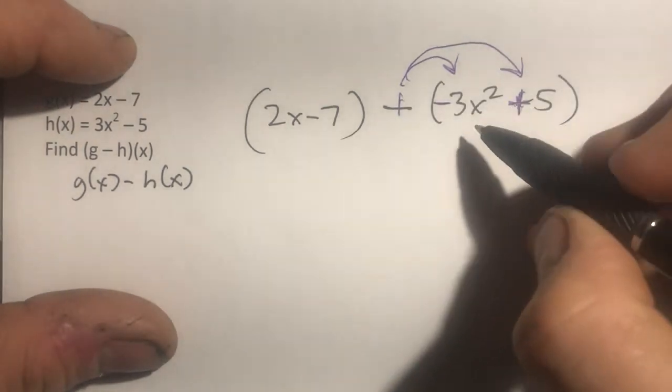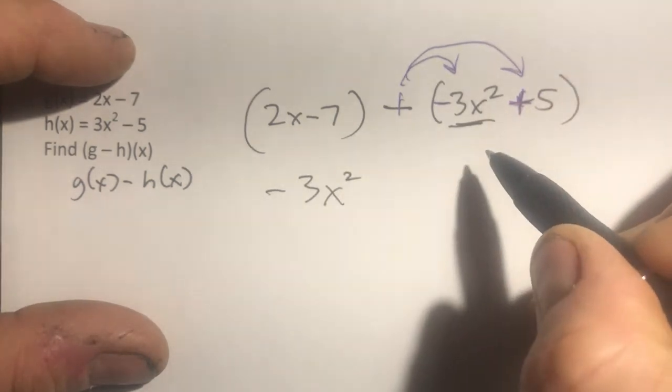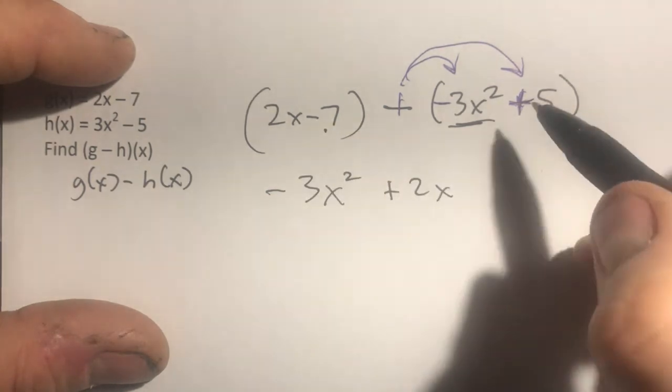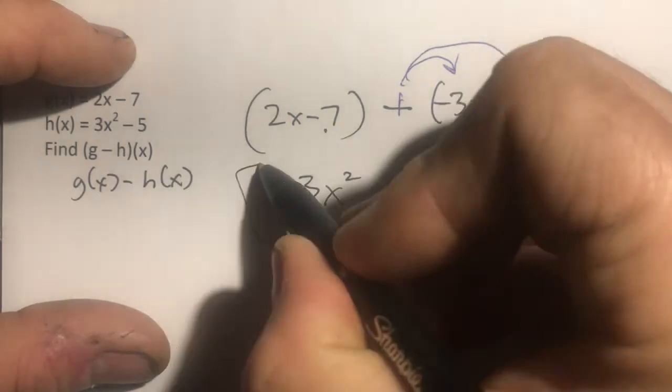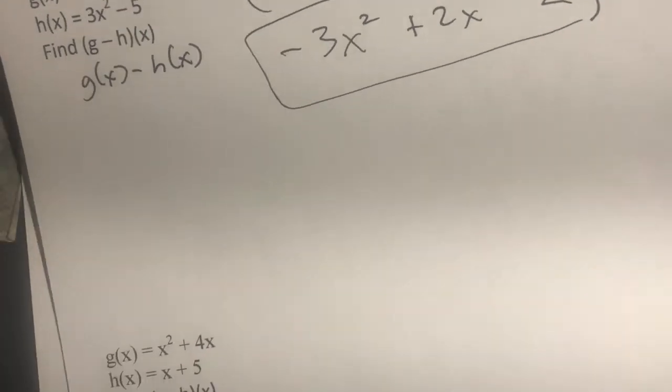So when I do this, my like terms, highest power first. And then I got a plus 2x, and then I got a negative 7 plus a positive 5, which is negative 2. And there's my answer right there.